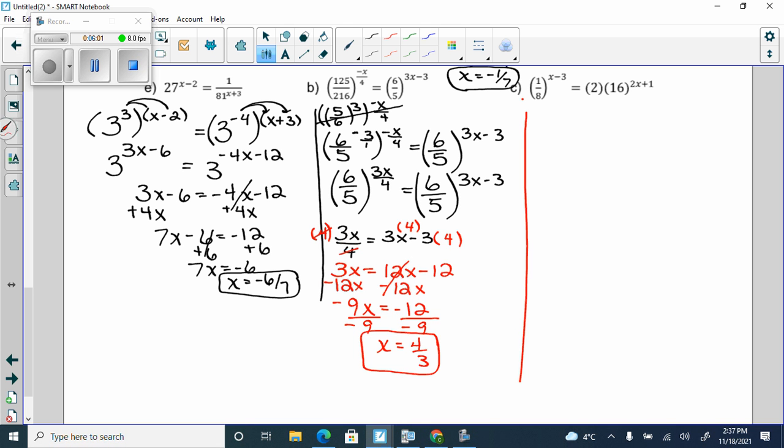And then the last one, I can make them all be base 2. 8 is 2 to the 3. So 1 over 8 is 2 to the negative 3.